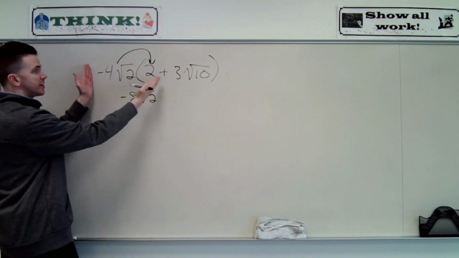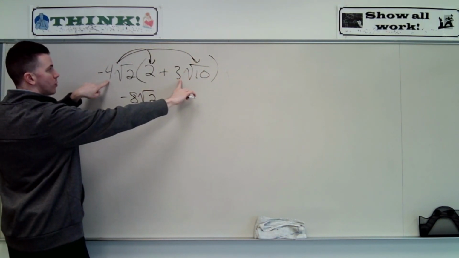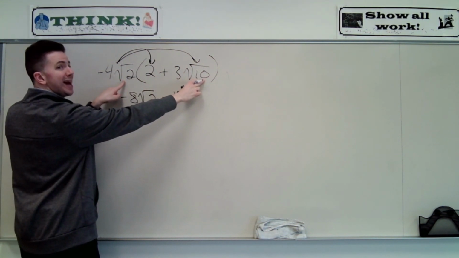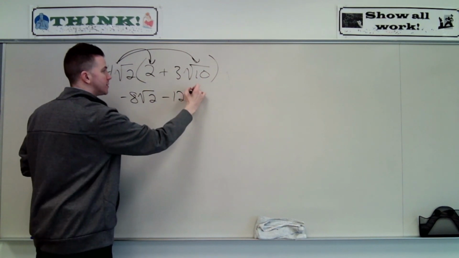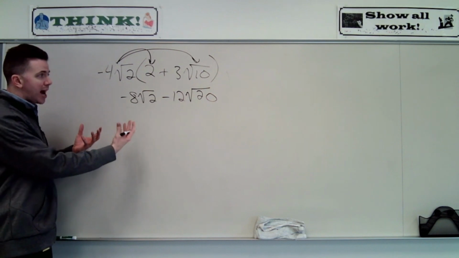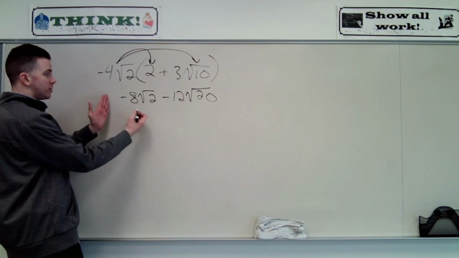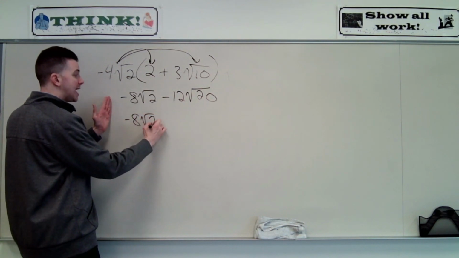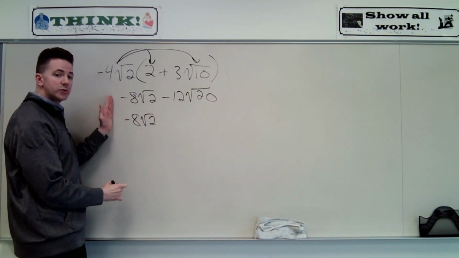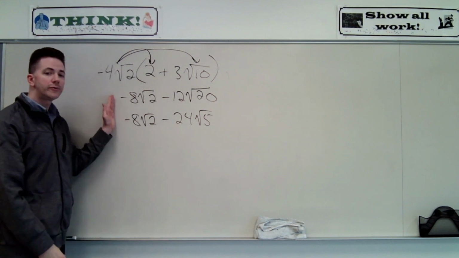And then we're going to do the same procedure over here when we distribute. So we know that the negative 4 times 3 would give us negative 12. And the square root of 2 is underneath, as is the square root of 10. So that would give us the square root of 20. And as always, we are going to have a sharp eye out. We're going to make sure that we can reduce anything that can be reduced. So the negative 8 square root of 2 stays negative 8 square roots of 2. This over here will reduce to negative 24 square roots of 5.